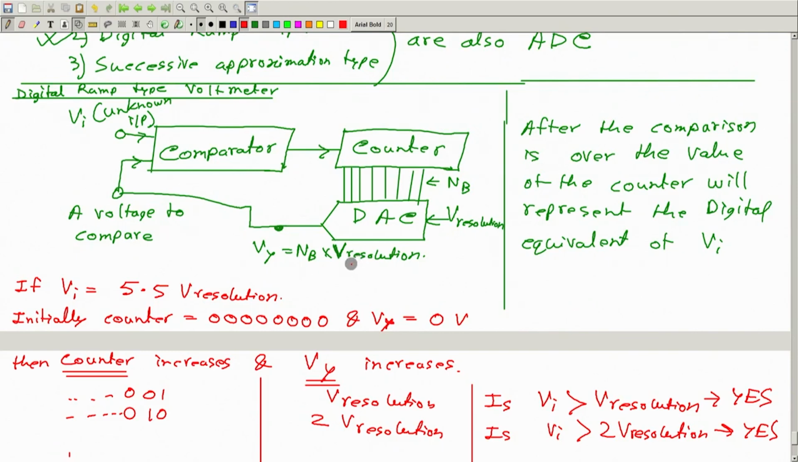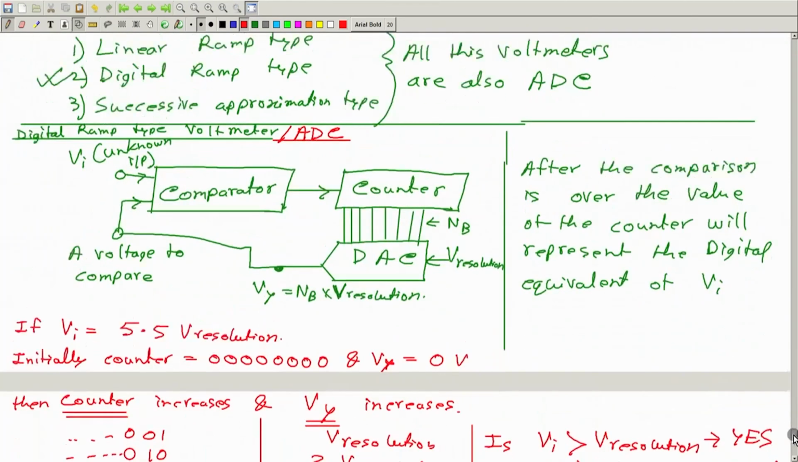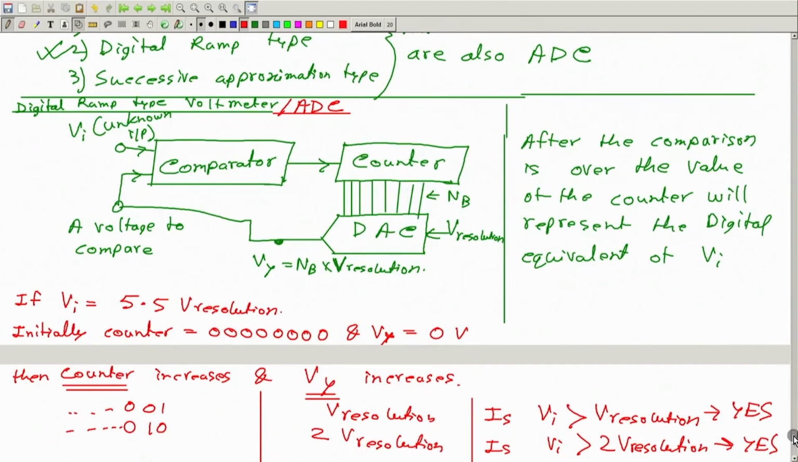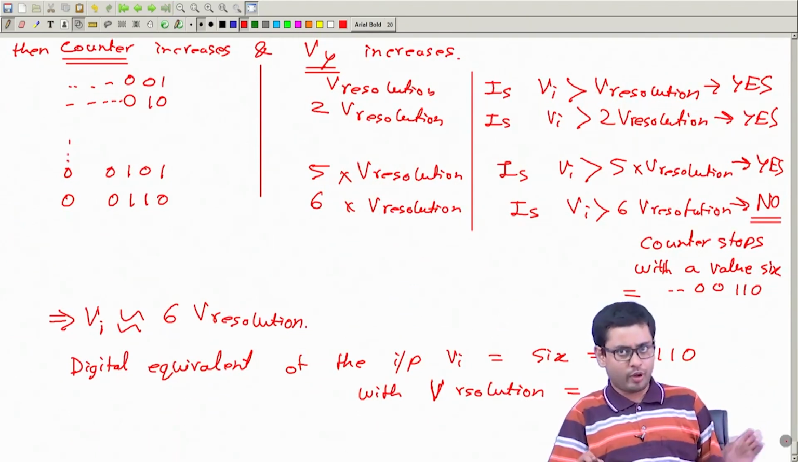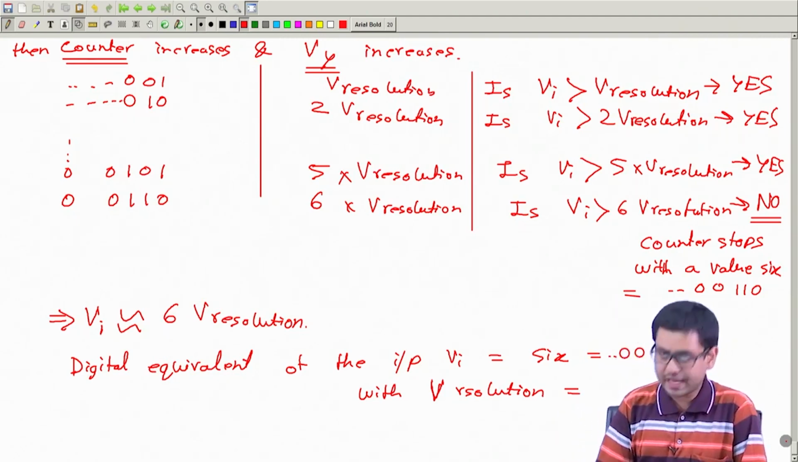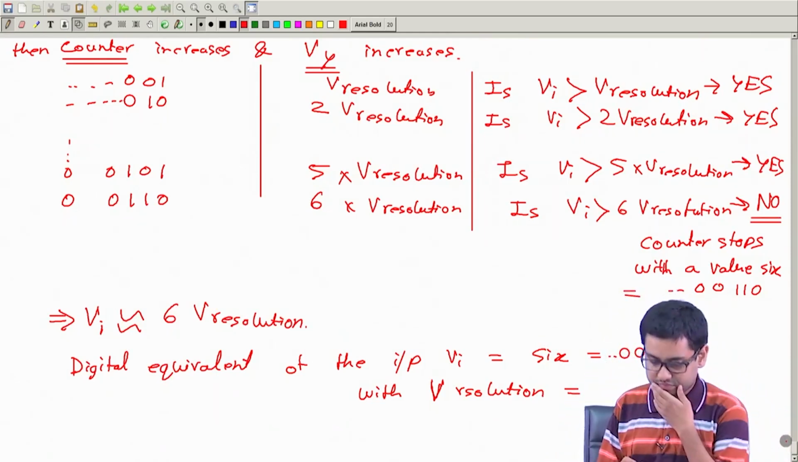So, this therefore is also an ADC. So, let me write, this is also an ADC, digital ramp type ADC. Similarly, the successive approximation type voltmeter that we have studied can also be used as a successive approximation type ADC. So, we need not study ADC separately from voltmeters. Any digital voltmeter is ADC, no problem. So, that is about ADC circuits.